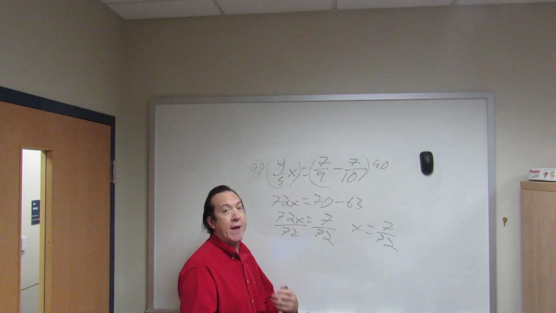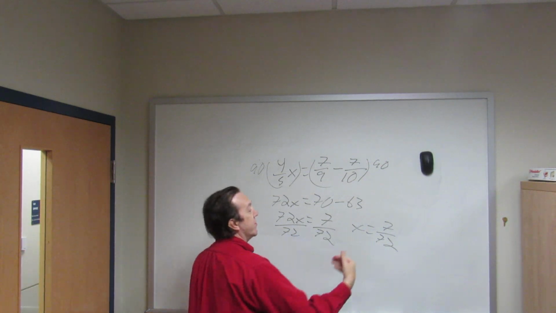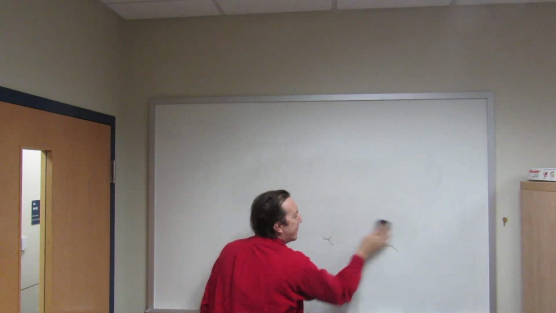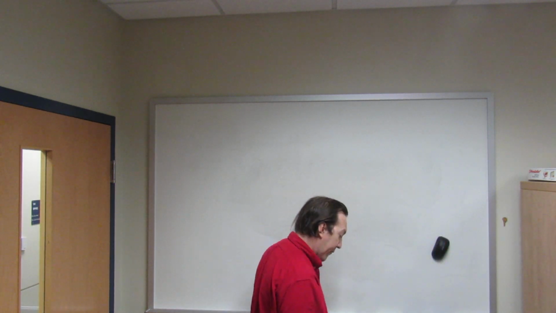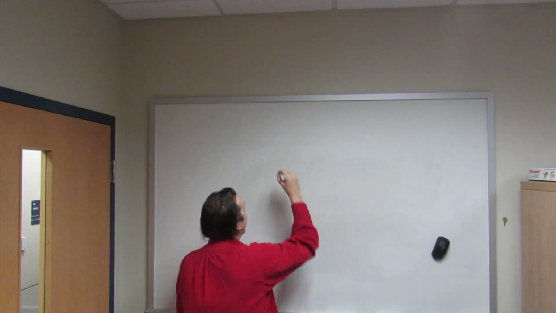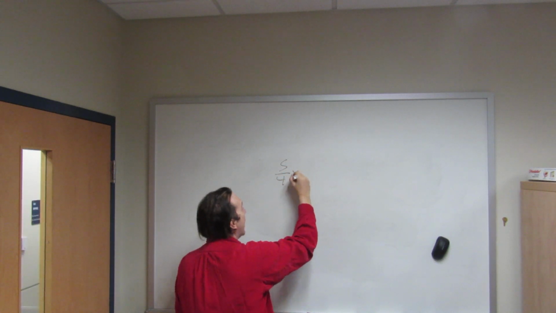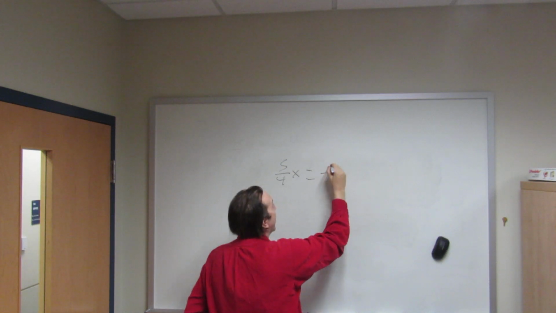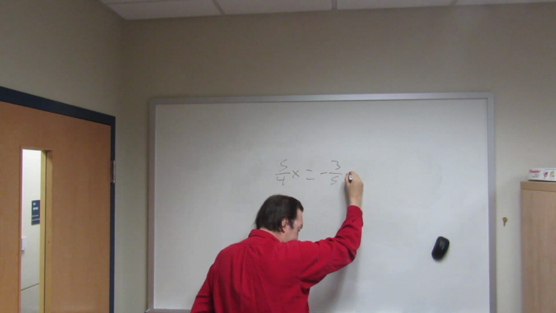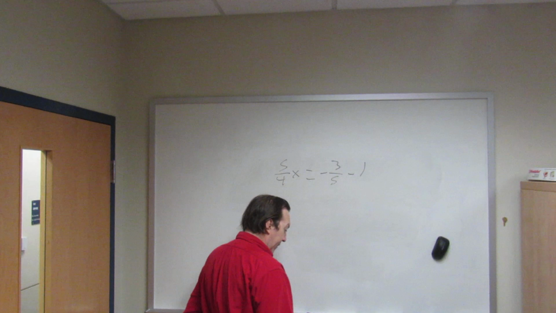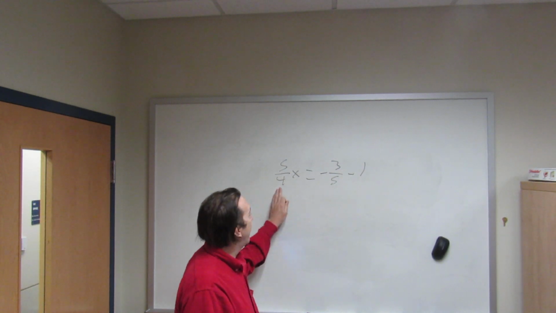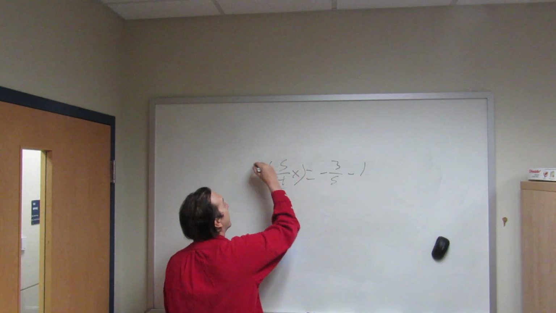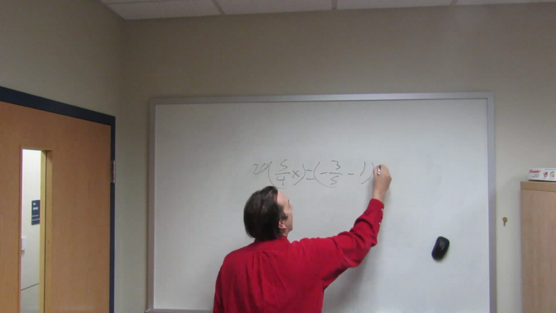You are going to get some that have answers as fractions, so be on the lookout for that. Not all of them do, but some will. That one did. Then let's say we have 5 over 4x equals -3 over 5 minus 1. So here, the least common denominator of 4 and 5 is 20. So I'm going to multiply everything by 20.